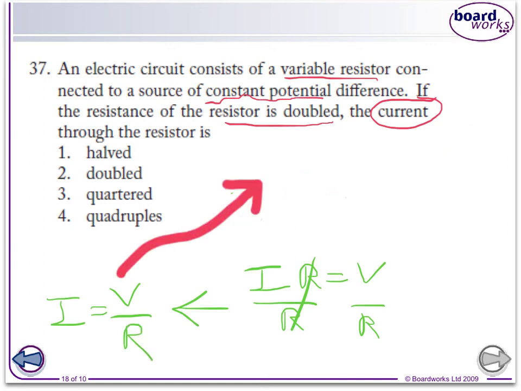Now we know that the resistance is doubled, so let's do I is equal to V over 2R. We also know that there's a constant potential. Looking at the numbers that fall out of this, we see that the fraction is 1/2. So the current is going to be 1/2 as great. It is going to be halved.